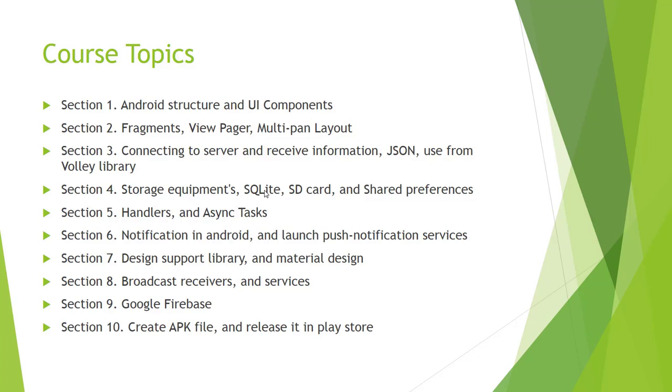And in section 8 we will have broadcast receivers and services. Broadcast receivers: when a mobile turns on internet or turns on Bluetooth, our application should do something. Or when the user plugs a charger into the phone, our application should do something. And services are activities which run in the background. In section 9 we will have Google Firebase.